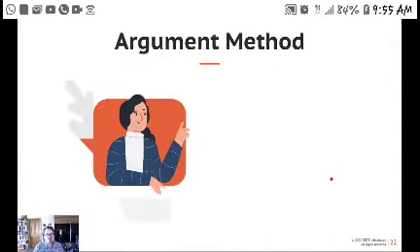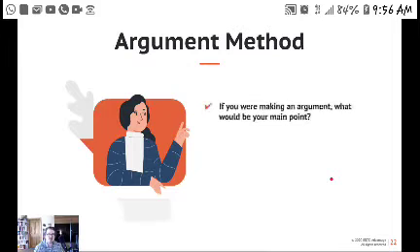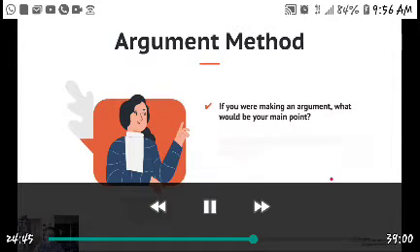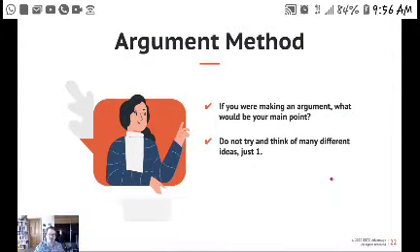Instead, what we can do is use something we call the argument method. If you were making an argument, what would be your main point? Do not try and think of as many ideas as possible.